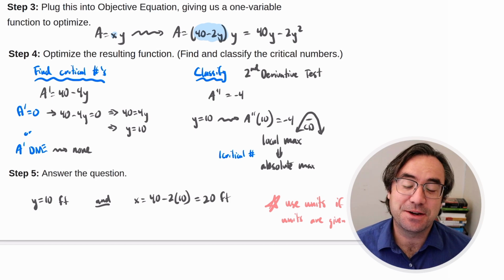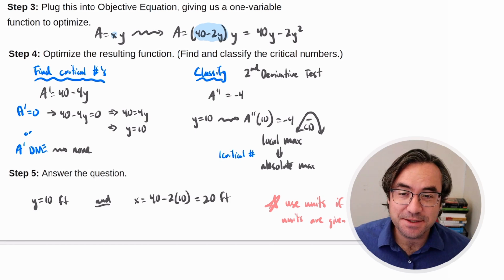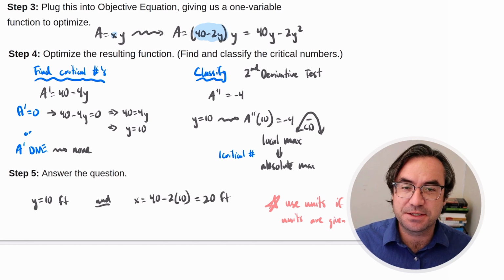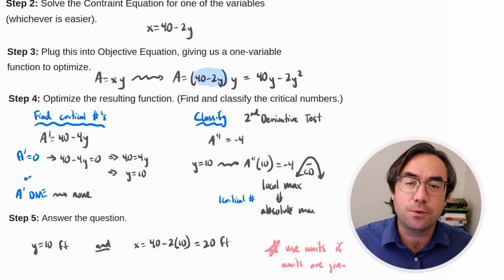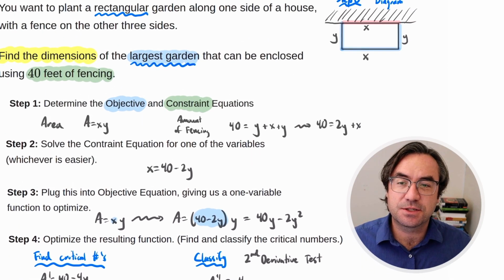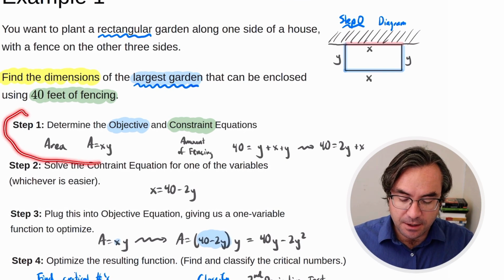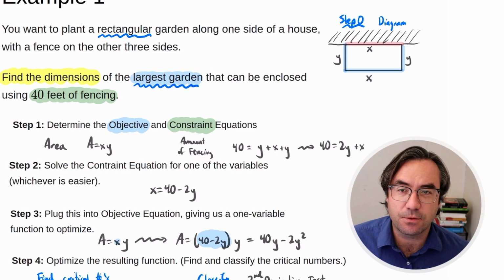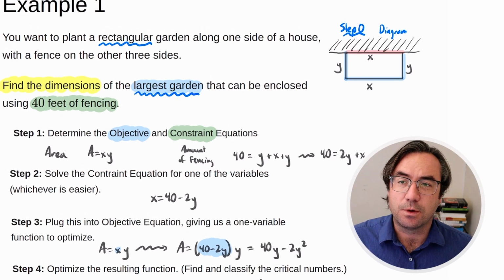All right, so we're going to try a few more of these in class, but this is generally the idea. A lot of this is we're just kind of putting the pieces together now. And what's really new in this section is really the first part of cooking up these objective and constraint equations based on the actual problem.